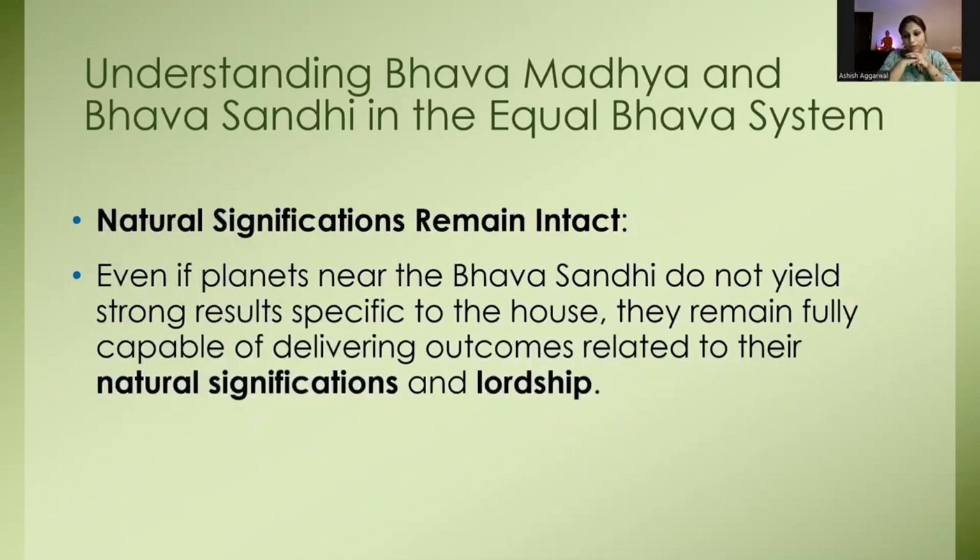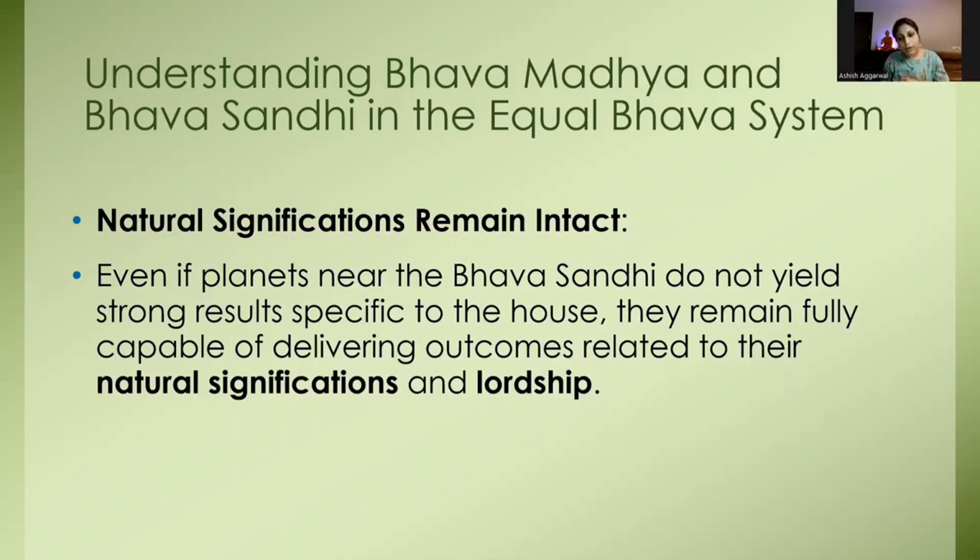This is the most important point. See, this concept is not making any planet strong or weak, good or bad. For example, if the ascendant degree is 15 and Mercury is at the beginning or end, it doesn't mean Mercury is weak. It just means Mercury isn't influencing that house. Mercury will still deliver its natural signification and lordship. It simply means that Mercury is not influencing that particular house. Mercury will completely give the impact that it wants to give due to its natural significance and lordship.